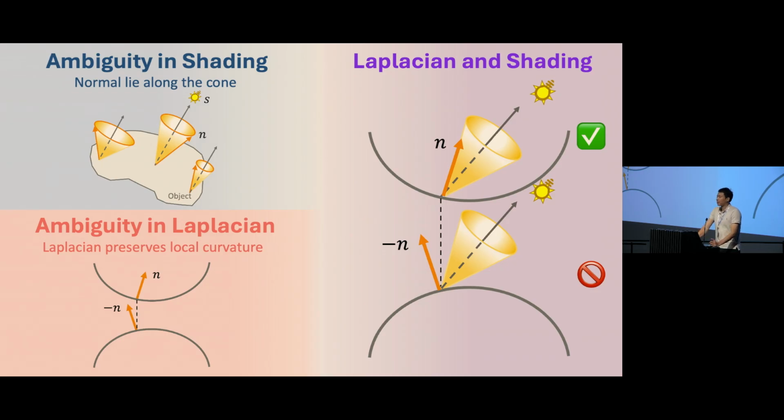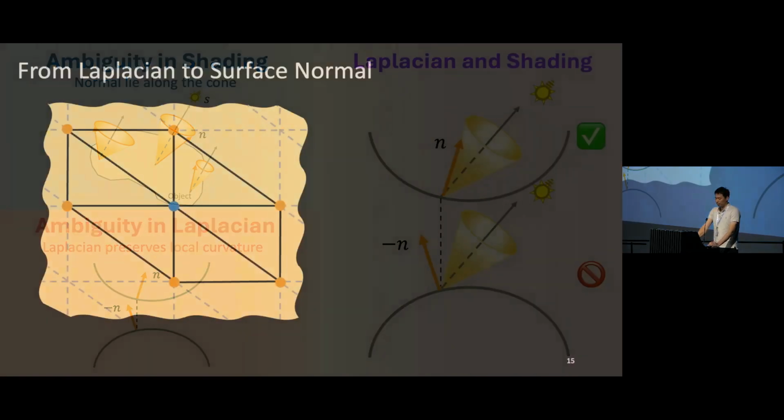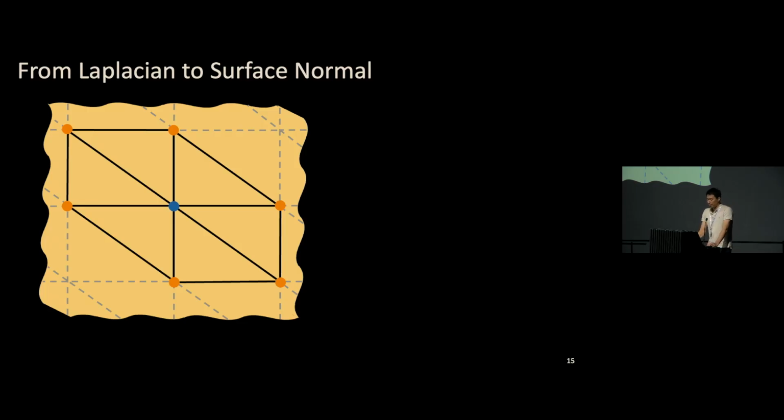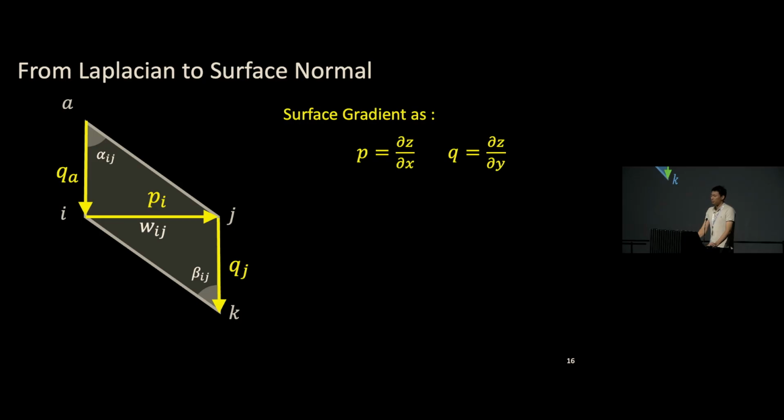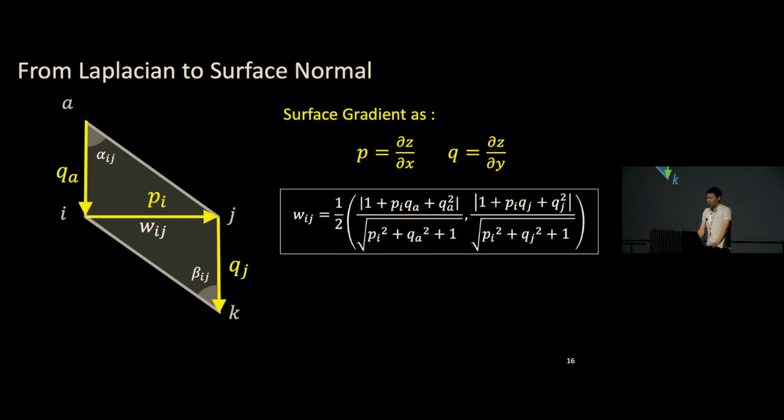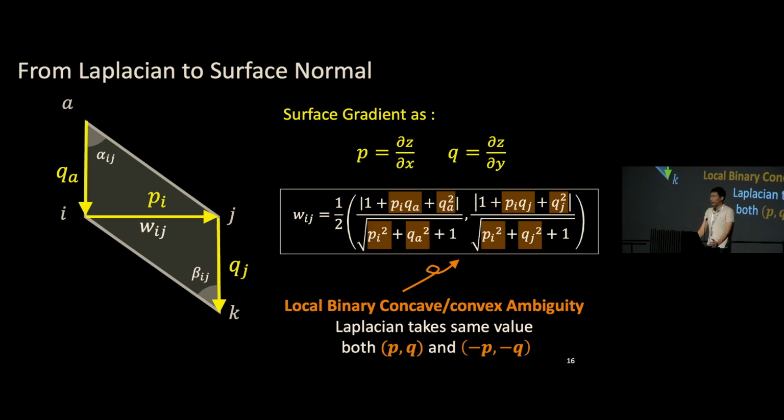Then, how do we mathematically formulate this idea? To compute the normal from the Laplacian, we use a regular grid with six neighboring edges. The Laplacian can be computed with cotangent weights Wij, and then we derive the Laplacian in closed form as a function of the surface gradients P and Q. This allows us to compute the Laplacian weight Wij in PQ form. Our equation shows that the Laplacian remains the same when the surface gradient PQ is replaced by its negative value. This is exactly what the local binary ambiguity is.